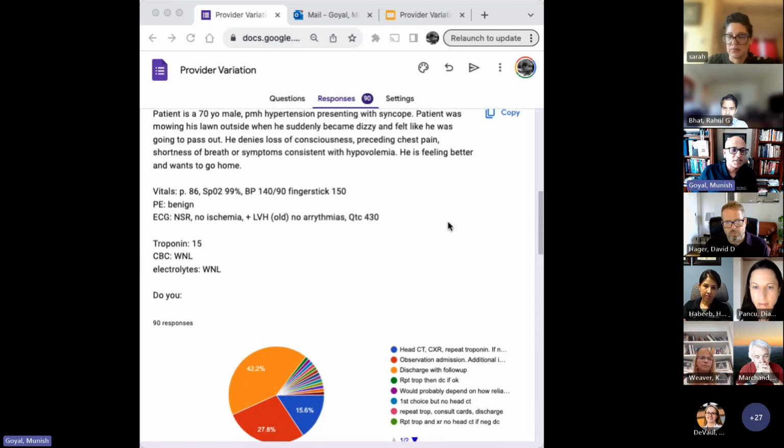Other comments or thoughts about this case? I was a little bit surprised at the number of folks who are getting repeat troponins, and I'm wondering if anyone would be willing to share the thought process there.